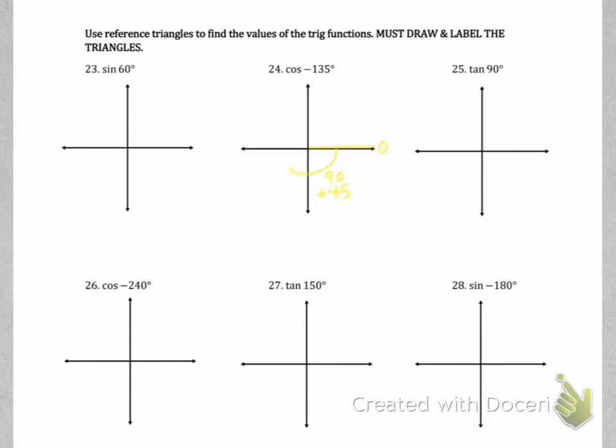Do we get that? So in order to draw my angle, it is going to be right straight through the middle of these two axes. And that angle right there is going to be the angle negative 135 degrees. Okay? Now, in order to find the cosine, we need to draw a reference angle.